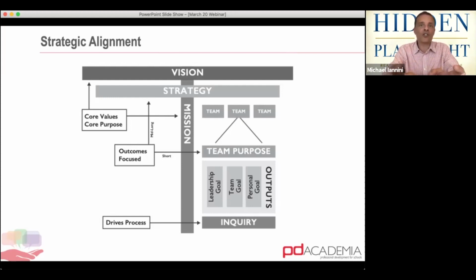Within that vision should be the values that we want our community to demonstrate. The mission is how we're going to achieve or realize that vision. Again, it should also be fairly enduring, but can change.